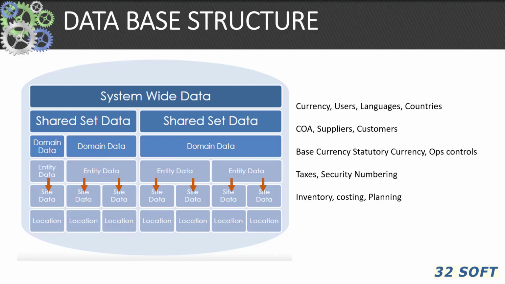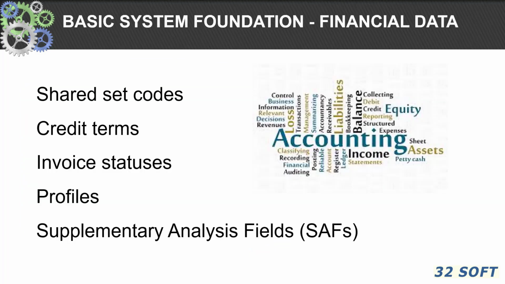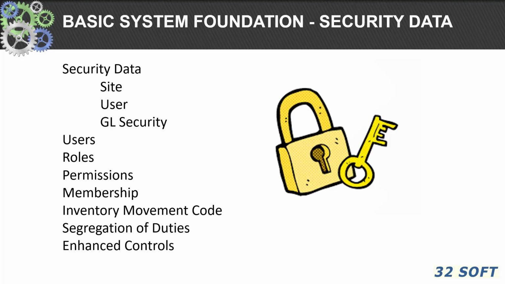And then down into the site data where we have inventory, costing, planning information, which we have covered in several of our previous webinars. Financial data consists of shared sets codes, which we'll talk about, credit terms, invoice statuses, profile codes, and supplementary analysis fields, which we'll talk about a little bit later. Security exists for site and field, general ledger security, users, roles, permissions, membership, inventory movement code security, segregation of duty, enhanced audit controls, which include audit trails and electronic signatures.